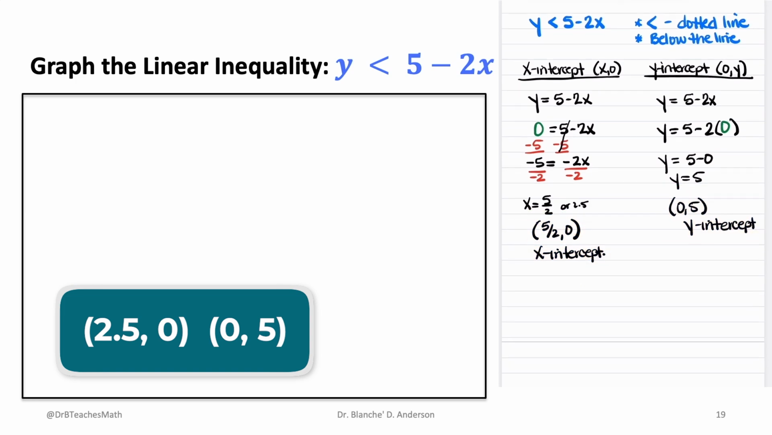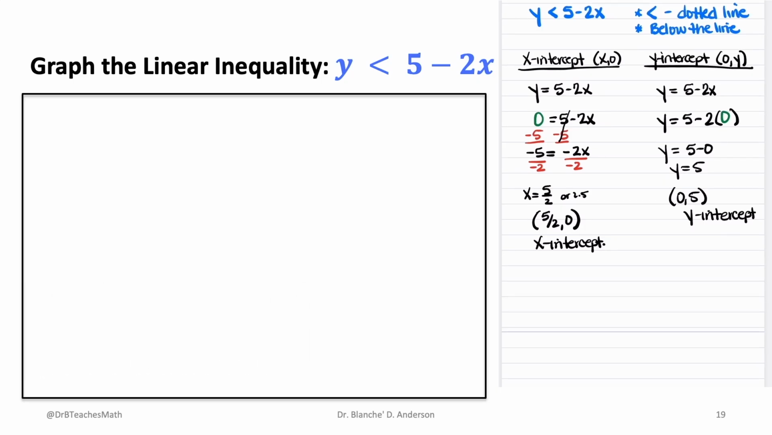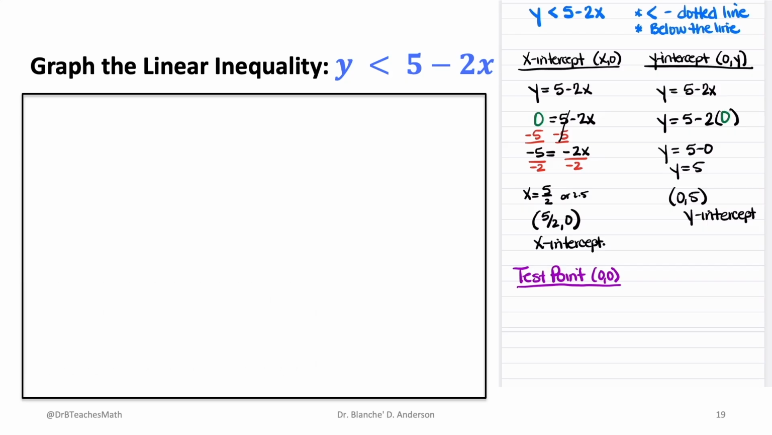But before we do that, let's do a test point. 0, 0 is the perfect test point. So let's use 0, 0. I know how to draw the line, and I know it's going to be a dotted line. If 0, 0 makes the inequality true, I'm going to shade on the side of the boundary line that includes 0, 0. So let's check.